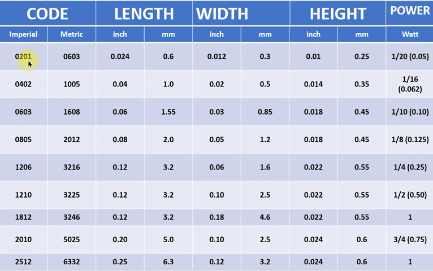So the 0201 package has a wattage of 1/20, in decimal form 0.05 watt. And 0402, whose metric code is 1005, has this length and this width, and its wattage is 1/16, equal to 0.062. Now this is 0603.